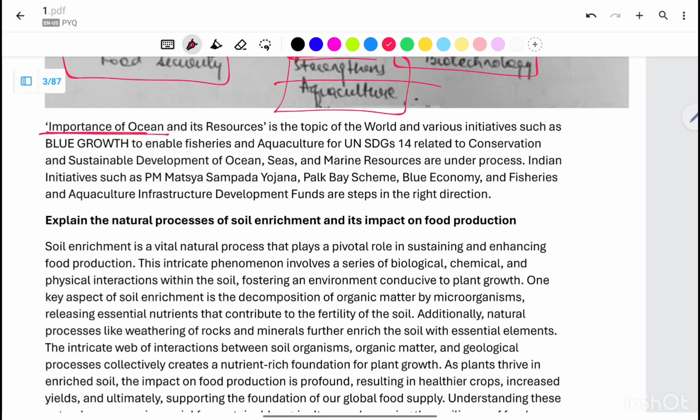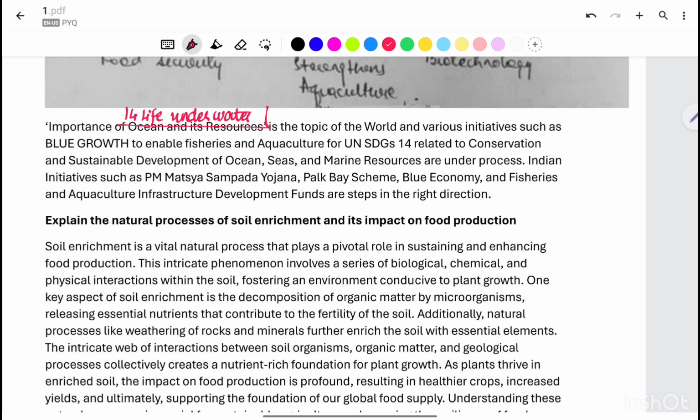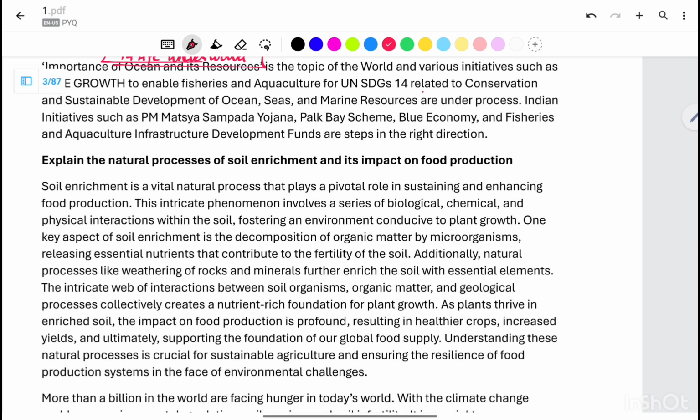Now, the importance of the ocean and its resources is a topic of the world, and various initiatives such as blue growth, to enable fisheries and aquaculture, are in the United Nations SDG 14. SDG 14 is life underwater, related to the conservation and sustainable development of oceans, seas, and marine resources.